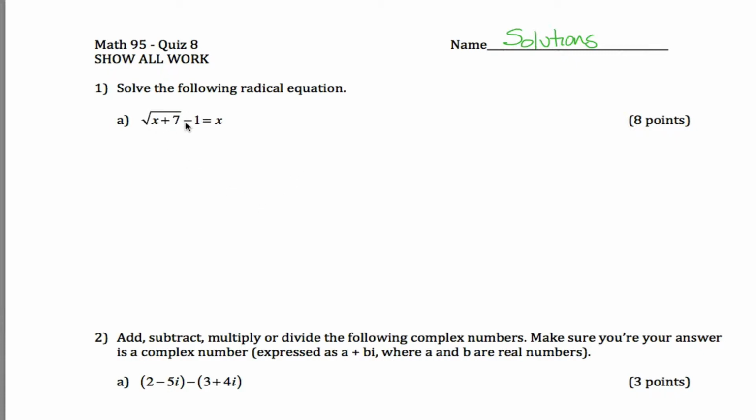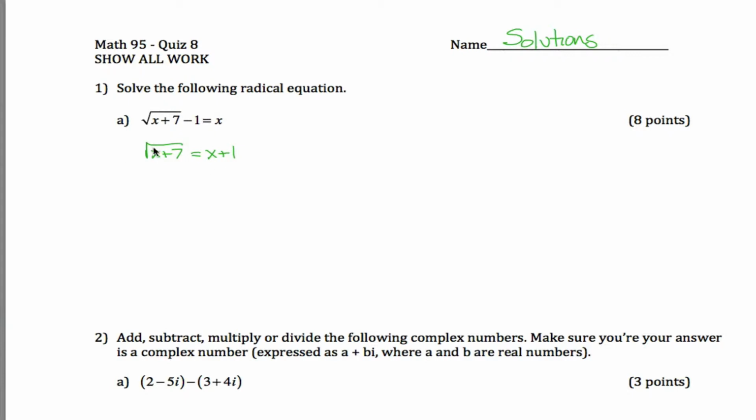So basically what you need to know is this wouldn't be too hard to solve if it weren't for this radical, this square root sign. Unfortunately, we can't get rid of the square root sign. However, to do so, we have to isolate it. So our first step is to get this square root sign all by itself. What I mean is add 1 to both sides of the equation. That would give us the square root of x plus 7 equals x plus 1.